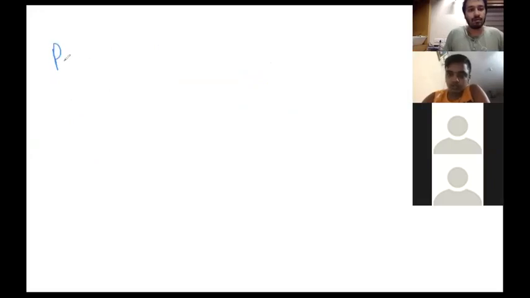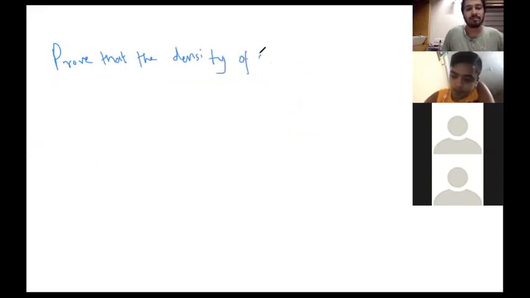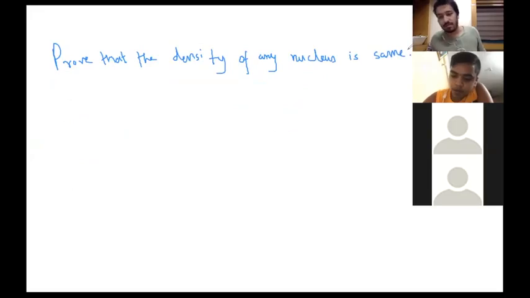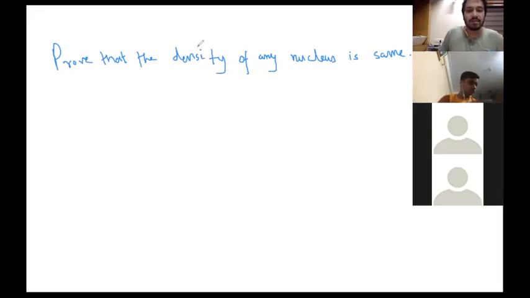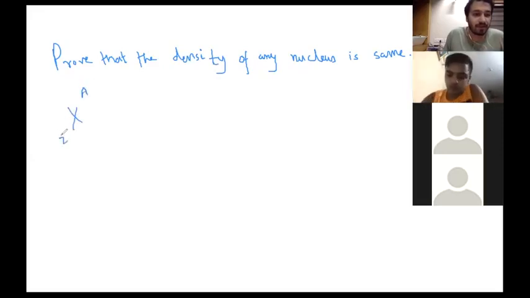Proof that the density of any nucleus, by any nucleus I mean the nucleus of any atom, is the same. You will get this question in your unit test or school exam, I'm sure of it. The question is this: prove that the density of any nucleus is the same. So let's take any nucleus. The atom is X, its mass number is A, and its atomic number is Z.